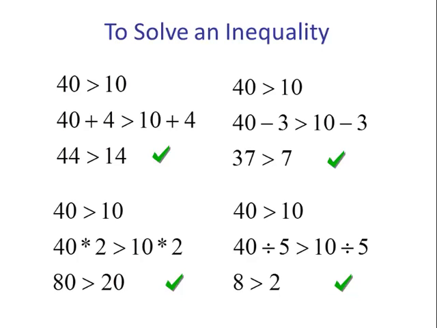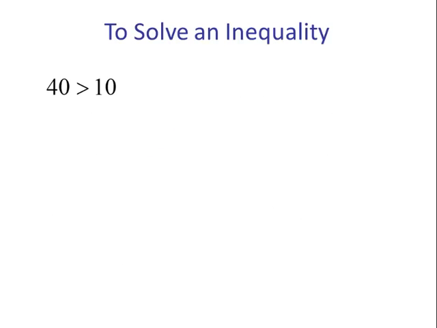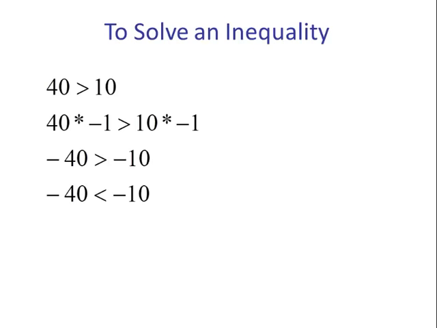So why do we have to worry about flipping the inequality? Well, let's start with our original true statement. This time let's multiply by -1. This is going to give us -40 is greater than -10. This is a false statement. -40 is less than -10. So if we multiply both sides by -1, we have to flip the inequality.